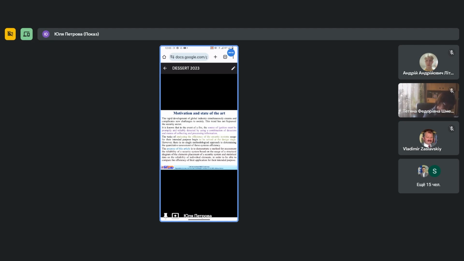The task of analyzing the efficiency of security system usage for its intended purpose begins to be solved at the design stage. However, there is no single methodological approach to determining the quantitative assessment of such system efficiency. The purpose of this article is to demonstrate a method for assessing the reliability of the security system based on the structural diagram of elements, placement of the security system, and statistical data on the reliability of individual elements, in order to be able to compare their efficiency for their intended purposes.